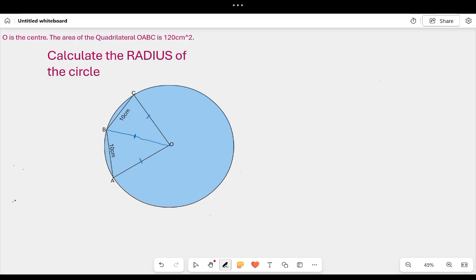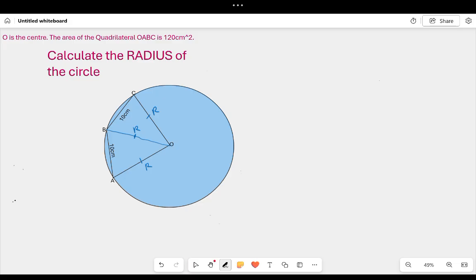Now, I'm going to consider one triangle, and from there, actually, that is the only way we are going to work out the radius. So, let's say the radius is r, and this is r, that is r.